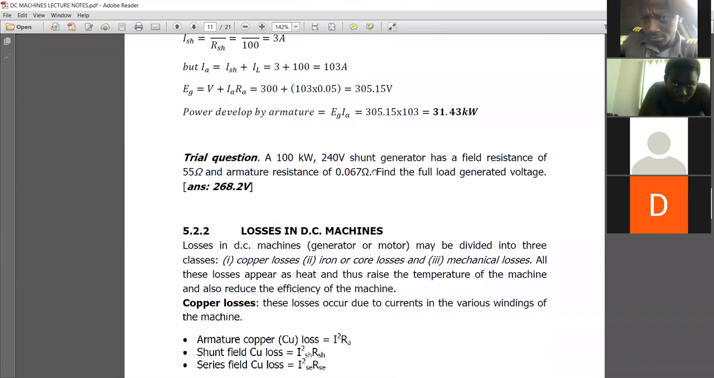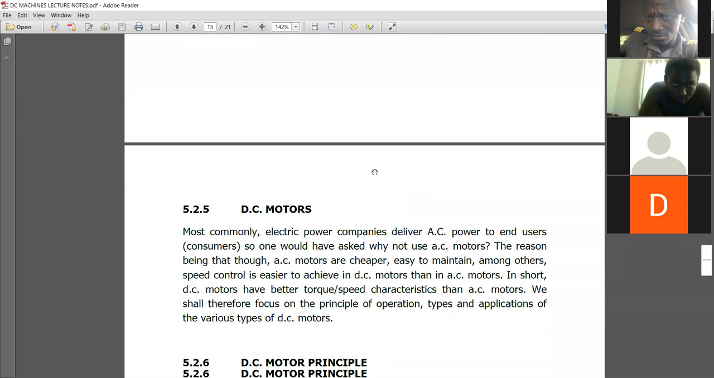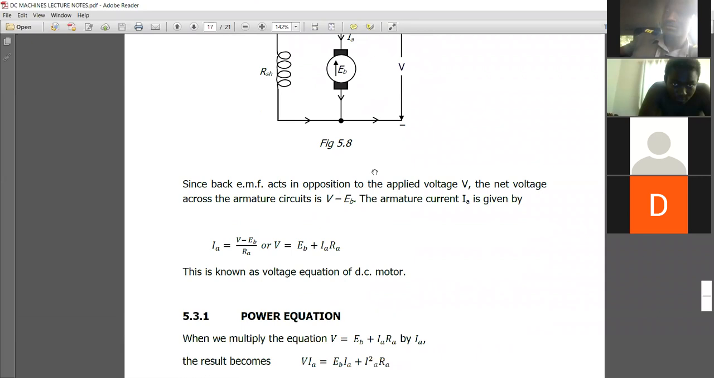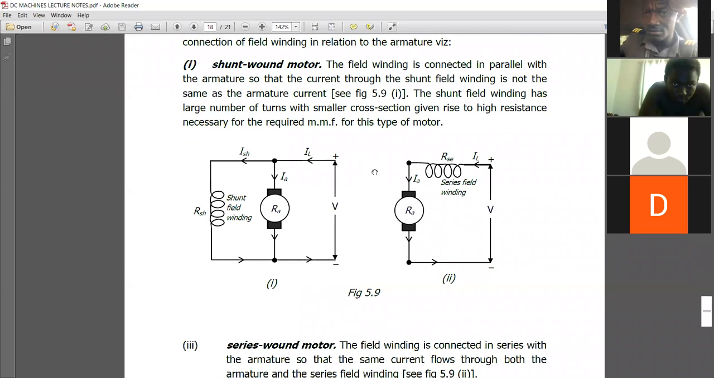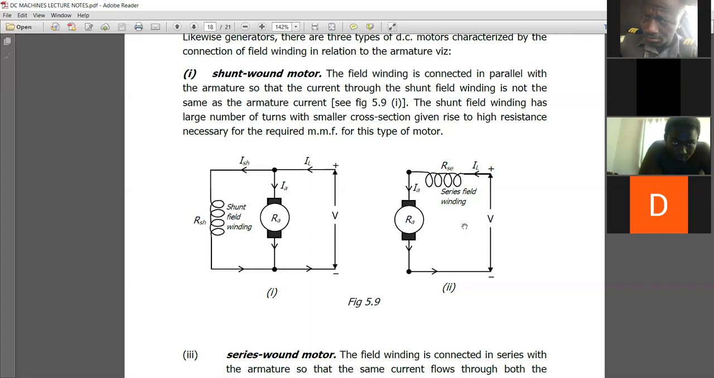when you take DC generators, DC motors, same concept of types. That is the types of DC motors. So this one, I hope you can see my screen, Figure 5.9. Yes, sir. Yeah, this is a DC motor. But it's a particular type of DC motor. This is also a DC motor. So you should be able to differentiate between the motor and the generator just by looking at the circuit diagram. If you look at this motor, you realize that this is the voltage across the motor.